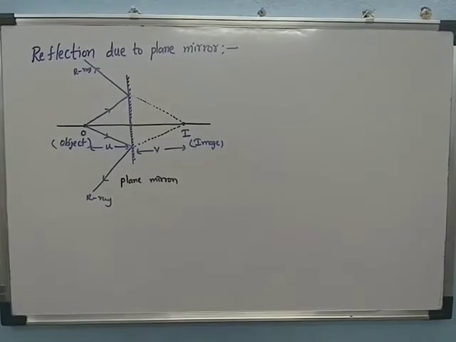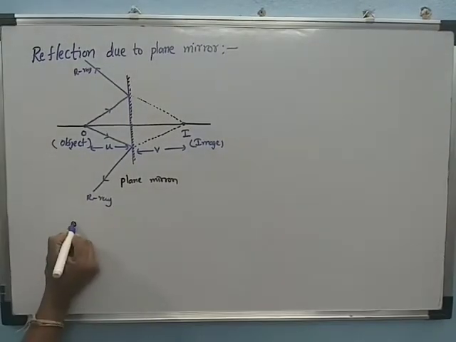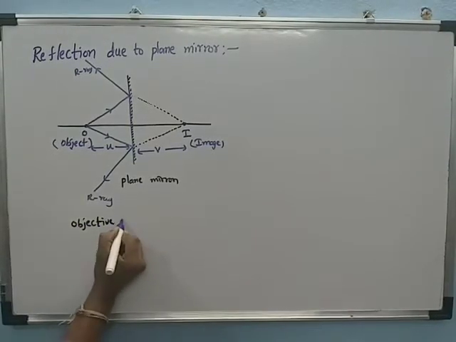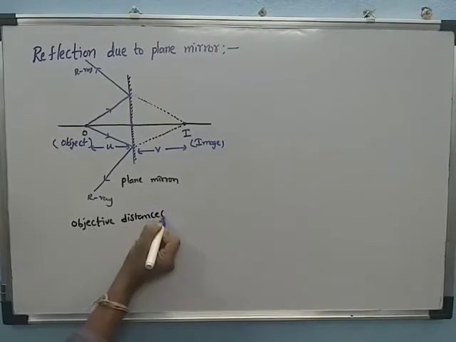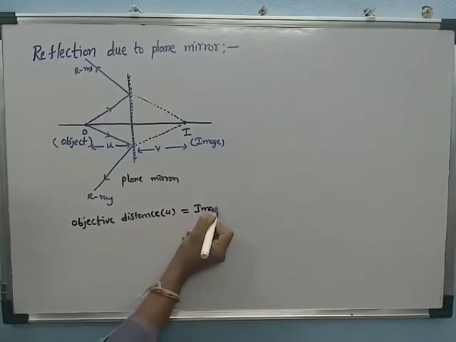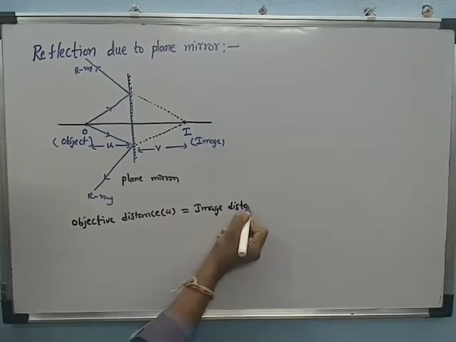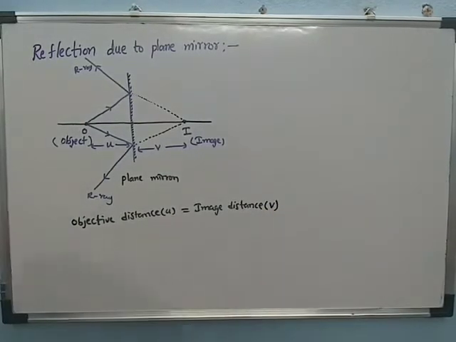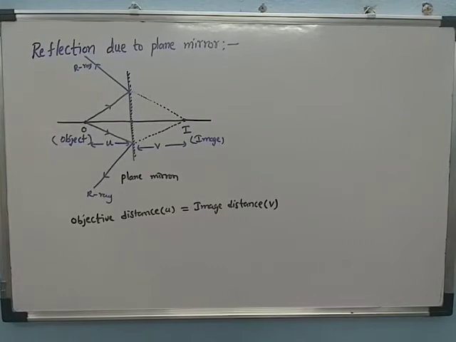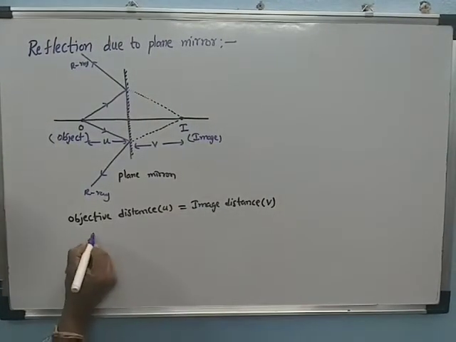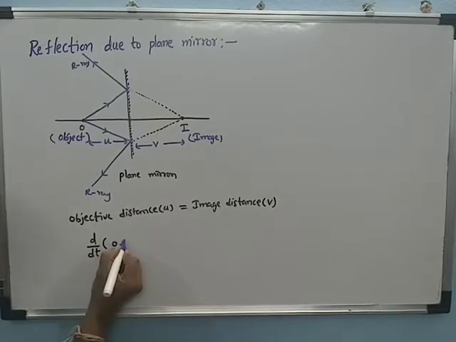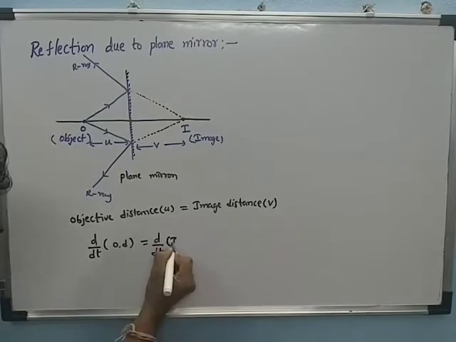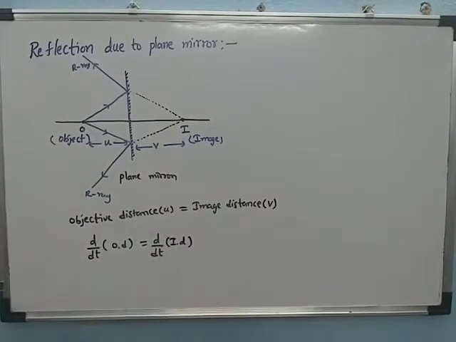First we write the object distance U is equal to the image distance, which is denoted by V. So the object distance is equal to the image distance. Now take the derivative on both sides: d by dt of the object distance is equal to d by dt of the image distance.